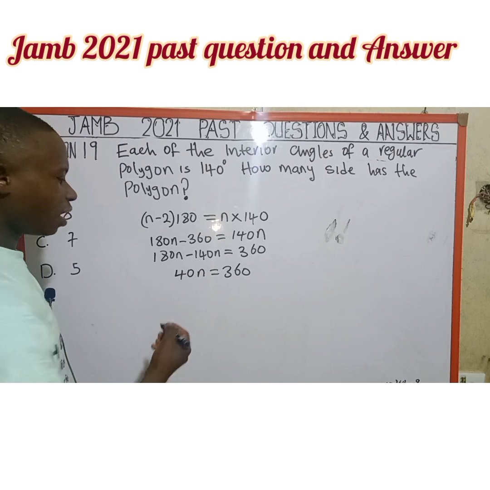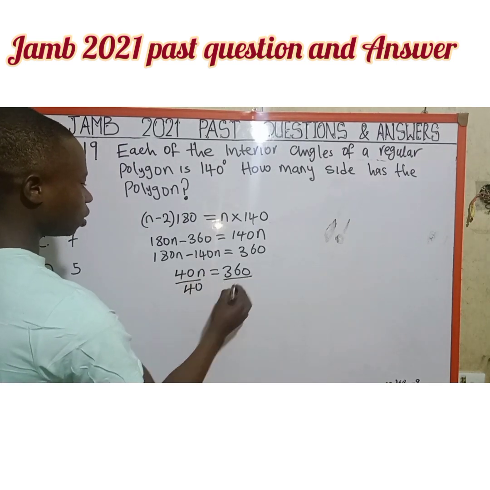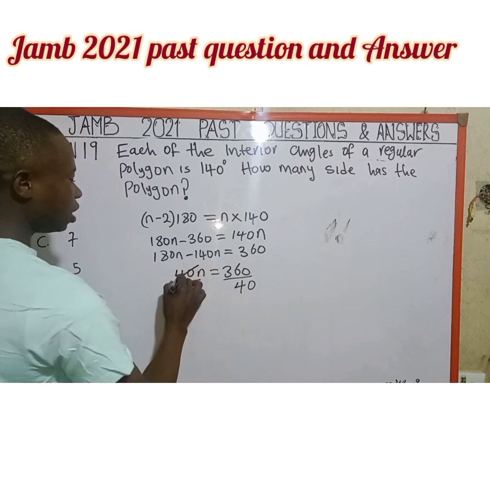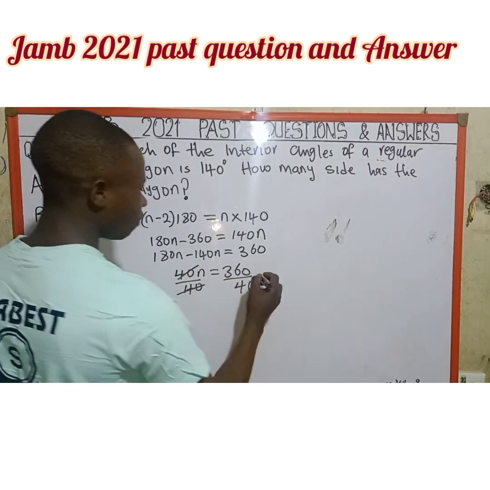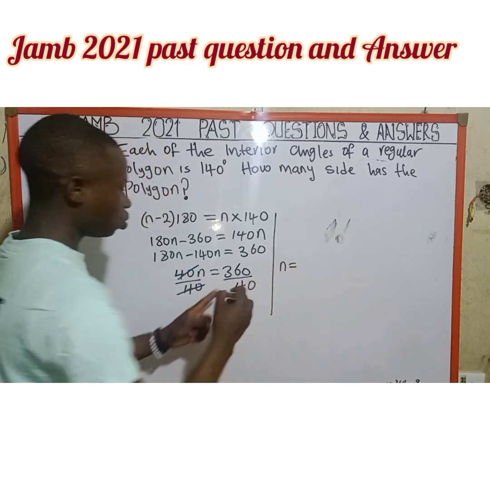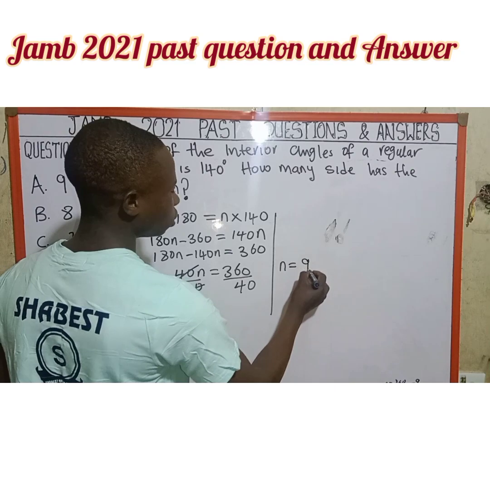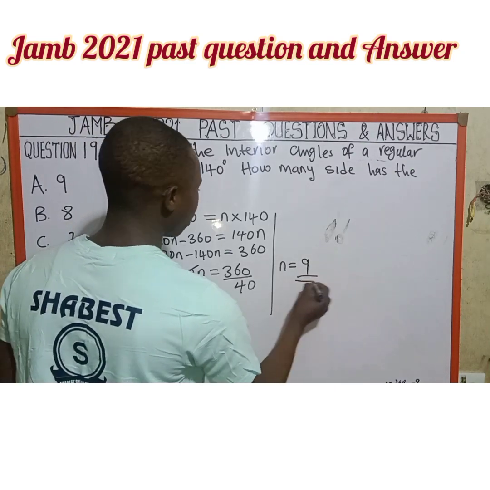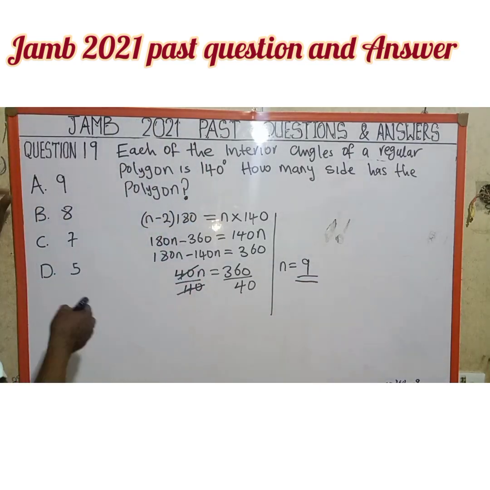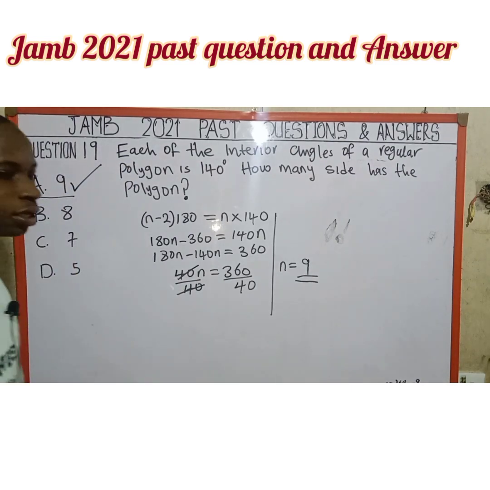And we are looking for the value of n. So let's divide both sides of this equation by 40, so that this cancels this. On the left hand side, we are left with only n, which is equal to 360 divided by 40, which gives me positive 9. So this is my final answer. And if you check our options, I think option A is the answer, which is 9.